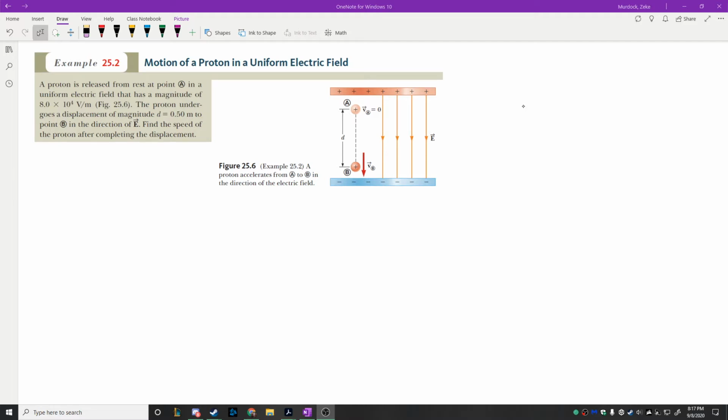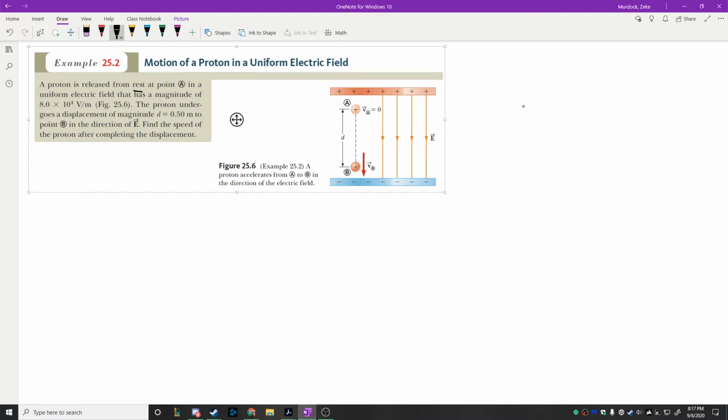All right, so we are going to talk about how we calculate speed by using this idea of electric potential. We have a proton that's released from rest at point A, up here, in a uniform electric field that has a magnitude of 8 times 10 to the 4 volts per meter. The proton undergoes a displacement of magnitude d equal to 0.5 meters to point B in the direction of the electric field. Find the speed of the proton after completing the displacement.